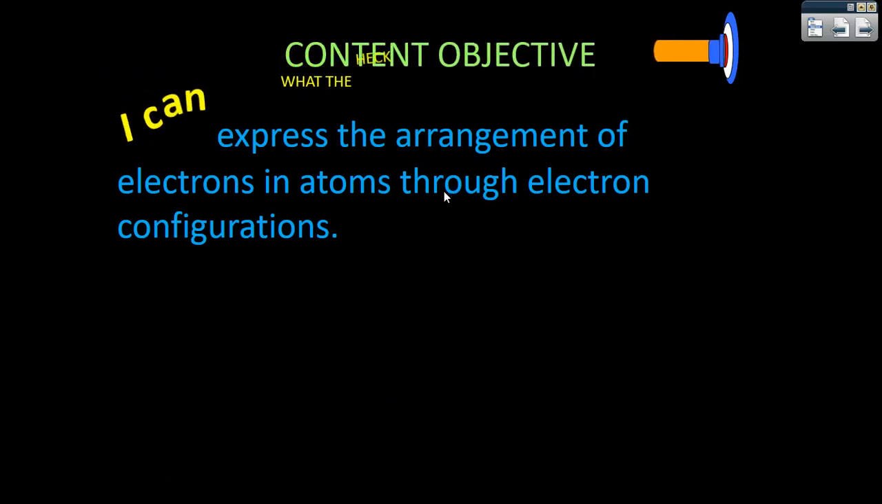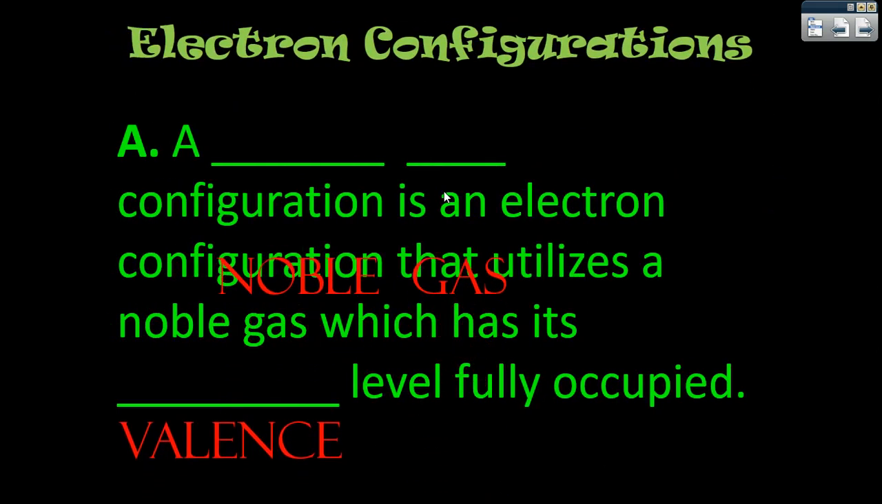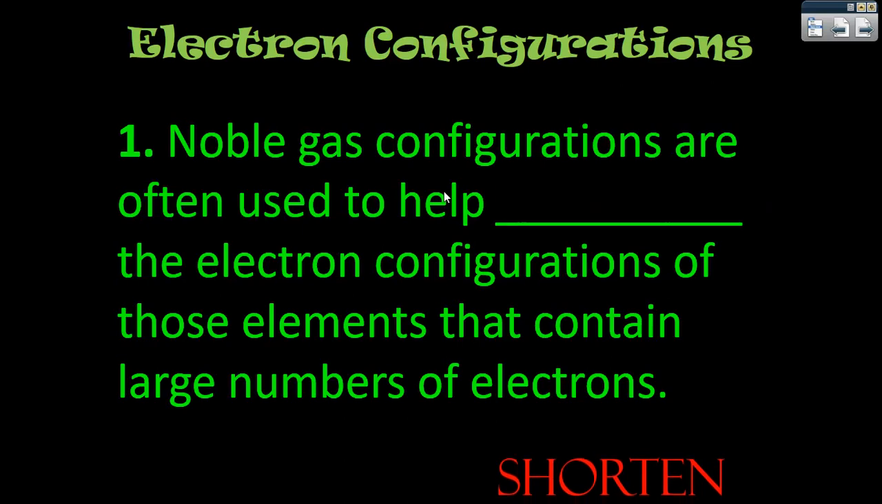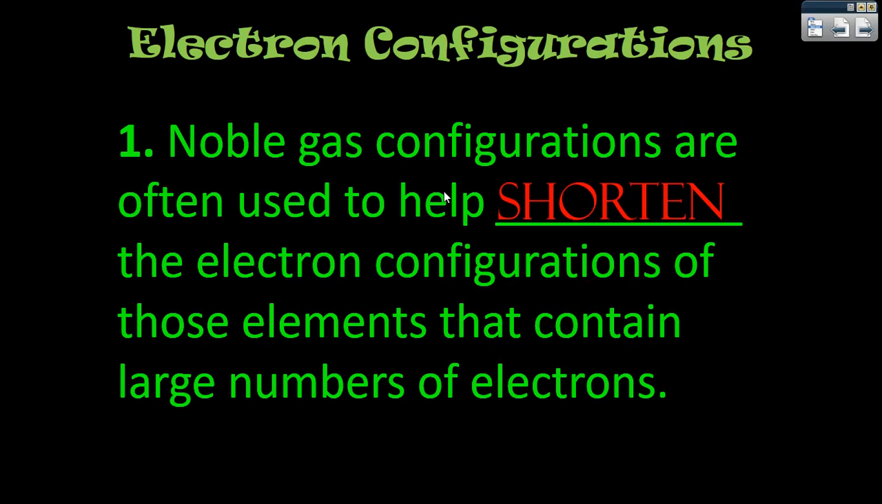In this video, we're going to continue to work with electron configurations, but this time we're going to make your life a little easier. So we're going to continue to think about where the electrons are at in the electron cloud, but a little bit differently. As you think about some of the atoms for which you have to describe where their electrons are at, there's a lot of electrons. And so what we're going to do is take a look at what are called noble gas configurations. These are electron configurations that utilize a noble gas, which has its valence level fully occupied. These are often used to help shorten the electron configurations of those elements that contain large numbers of electrons.